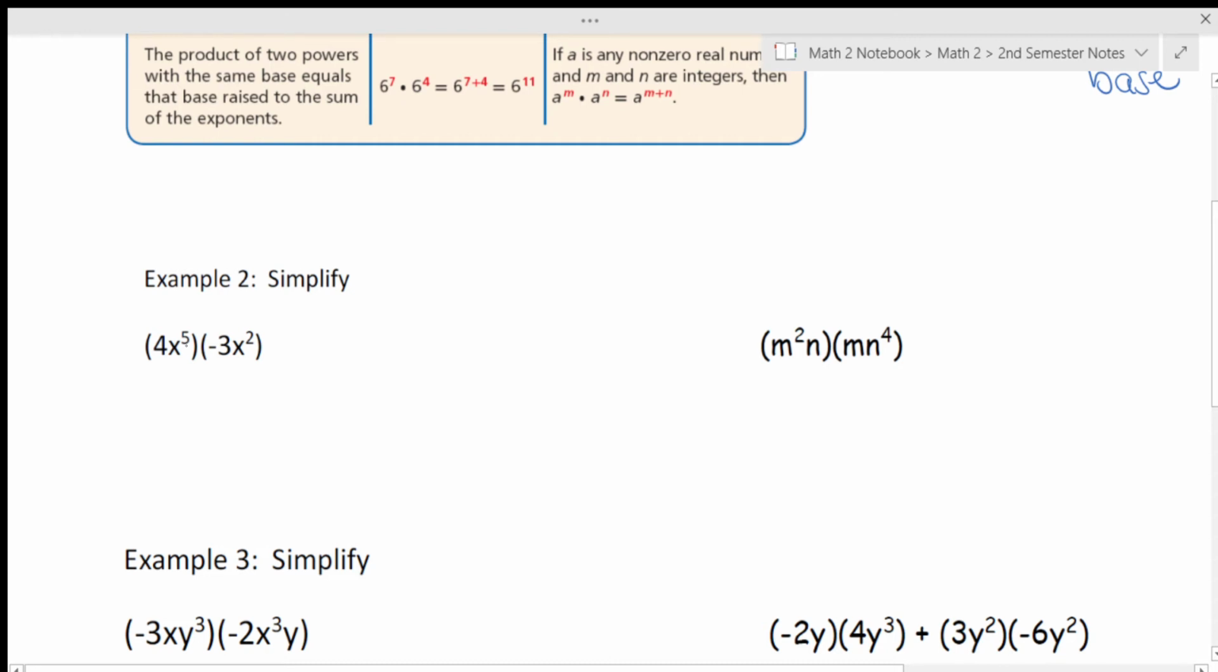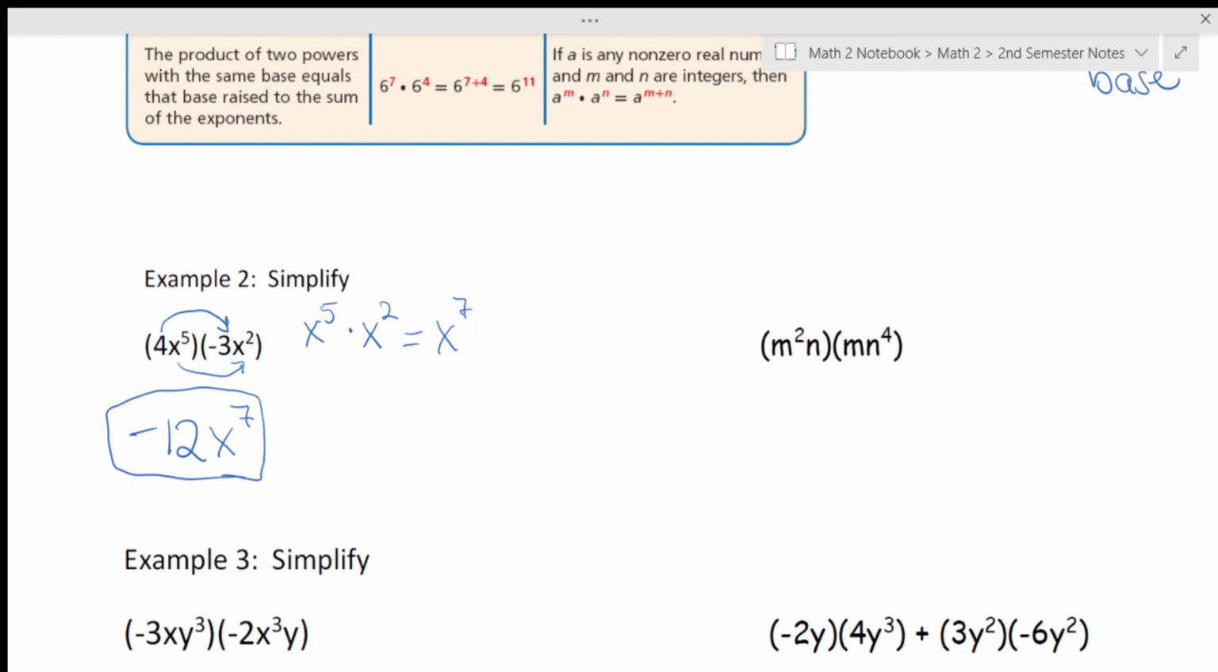As we're looking at this first example, we have 4 times x to the 5th times negative 3 times x to the 2nd. Kind of like when we combine like terms, we're going to multiply our coefficients together, the 4 and the negative 3, and we get negative 12. Then we multiply x to the 5th times x squared, and our shortcut is to add those exponents together. So we end up with negative 12 times x to the 7th. We have a negative coefficient, that's fine. We have no negative exponent, and we have no fraction.